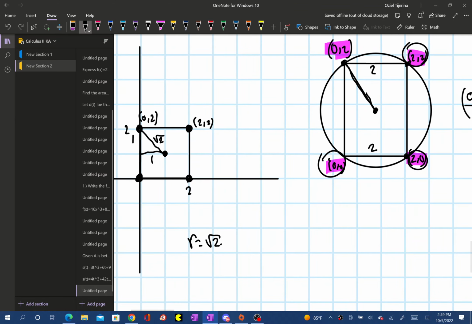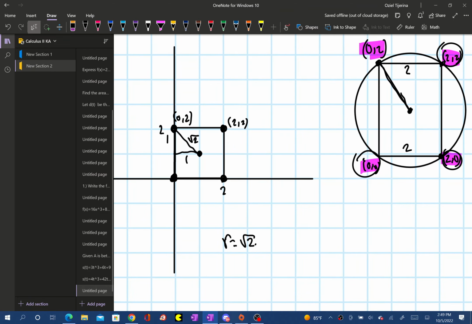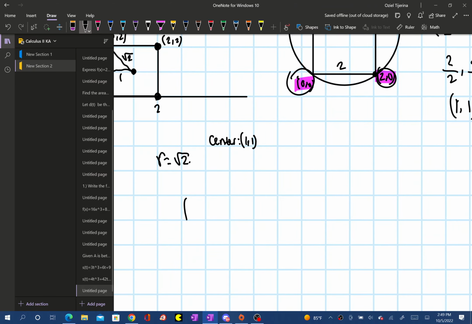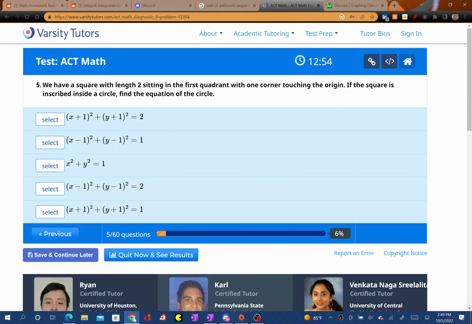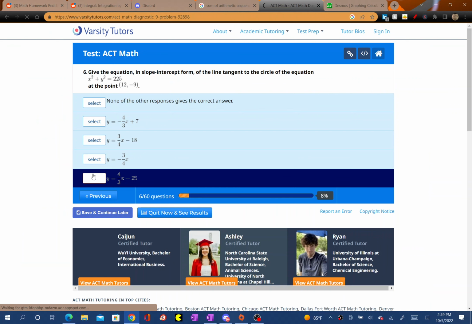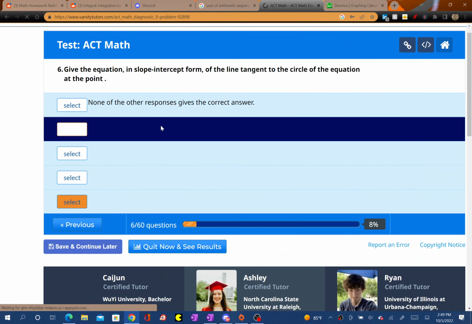Now, the center of the circle, we said, is 1, comma 1. So we have the center, we have the radius. Now it's time to just write the formula. So x minus 1 squared plus y minus 1 squared equals 2. I think it's this one. Okay. Yeah, that was a tough one.